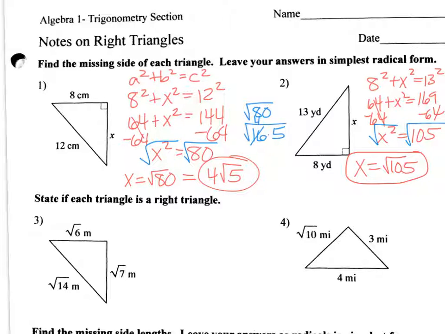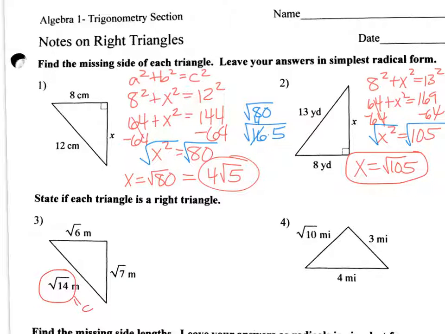Okay. Next is state if each triangle is a right triangle. So in this case, what you've got to do is use the Pythagorean Theorem in reverse. We call it the converse in geometry. But we're still doing the same thing. What we have to identify is which one potentially is the hypotenuse. So in this case, since they're all square roots, we pick the largest one. In this case, that is square root of 14.